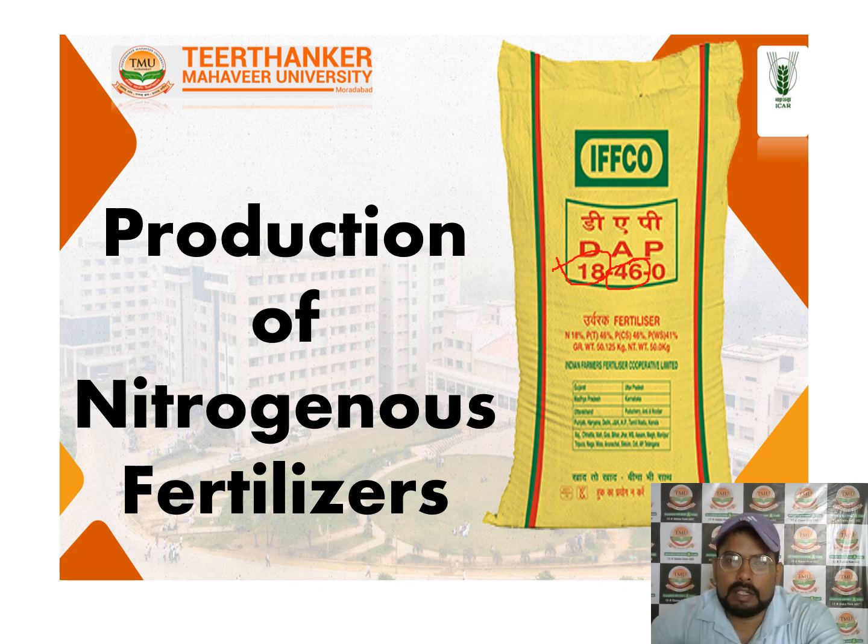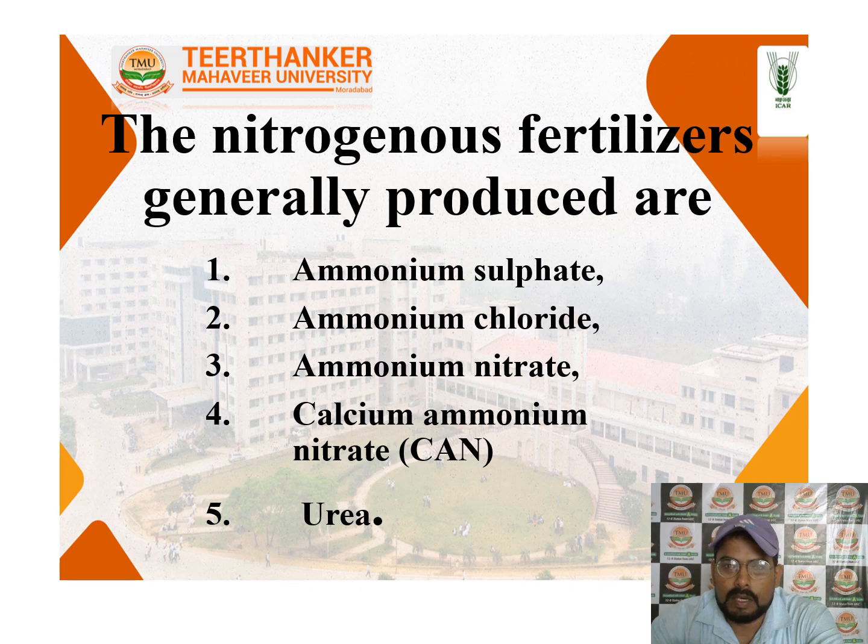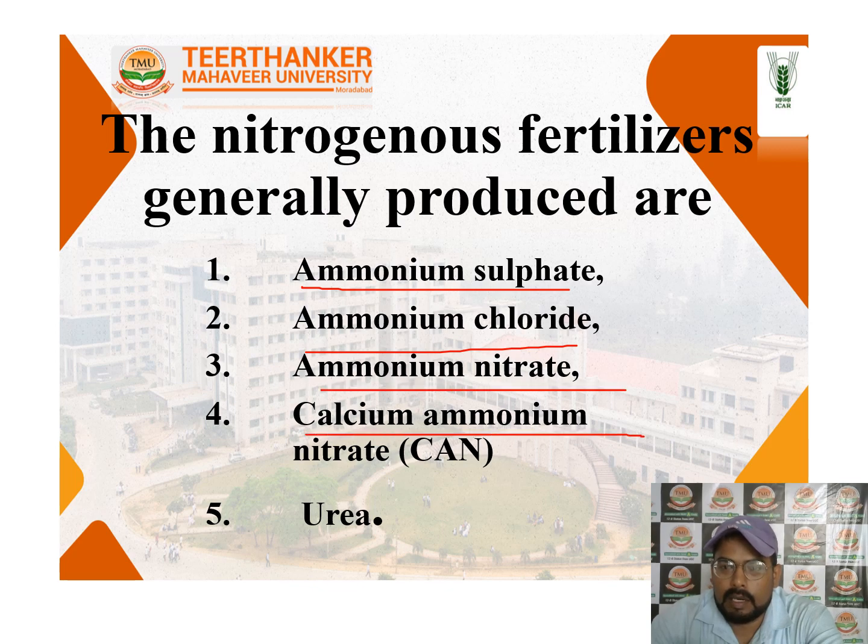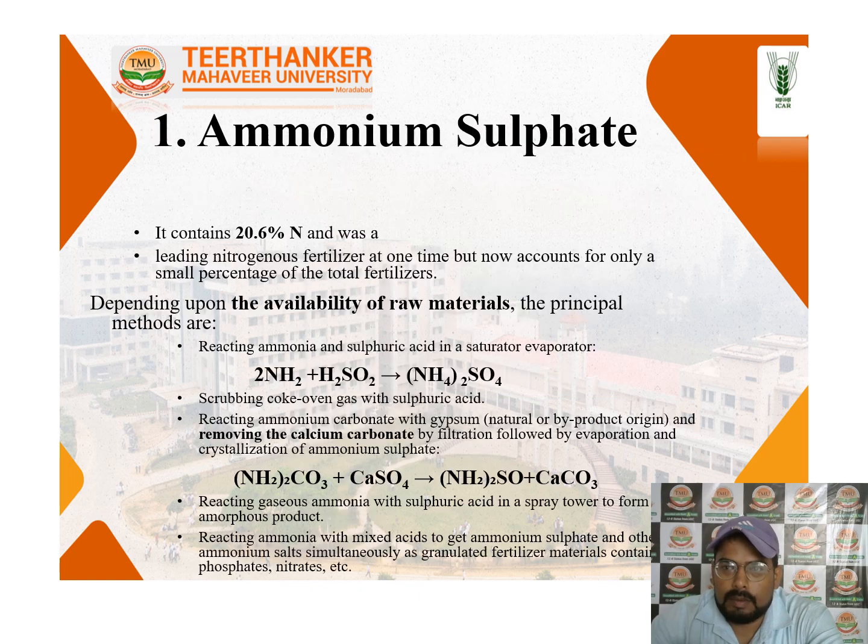How are these synthesized, or what different materials are used to produce them in the factories? This is the production process. Nitrogen fertilizers are generally produced as ammonium sulfate, ammonium chloride, ammonium nitrate, CAN, and the last one is urea. These are the fertilizers produced in India.